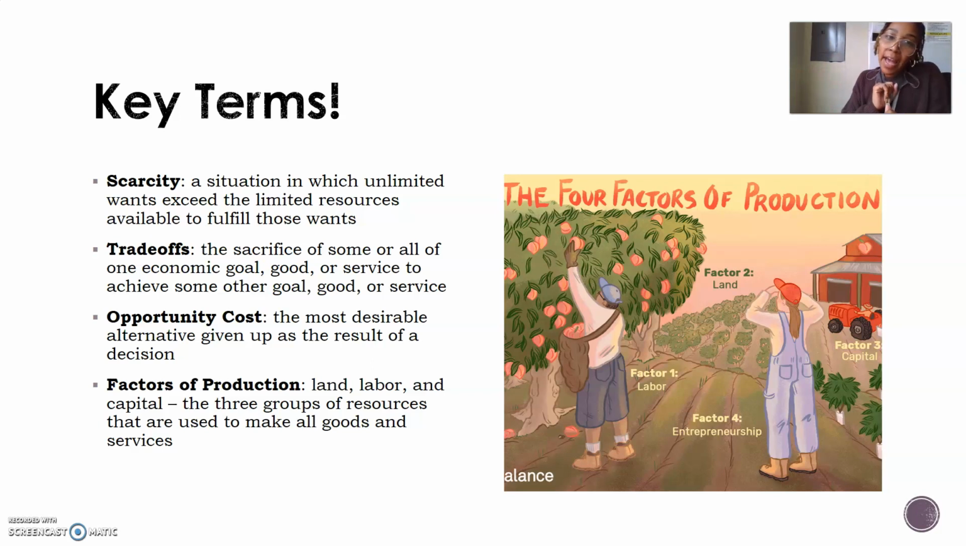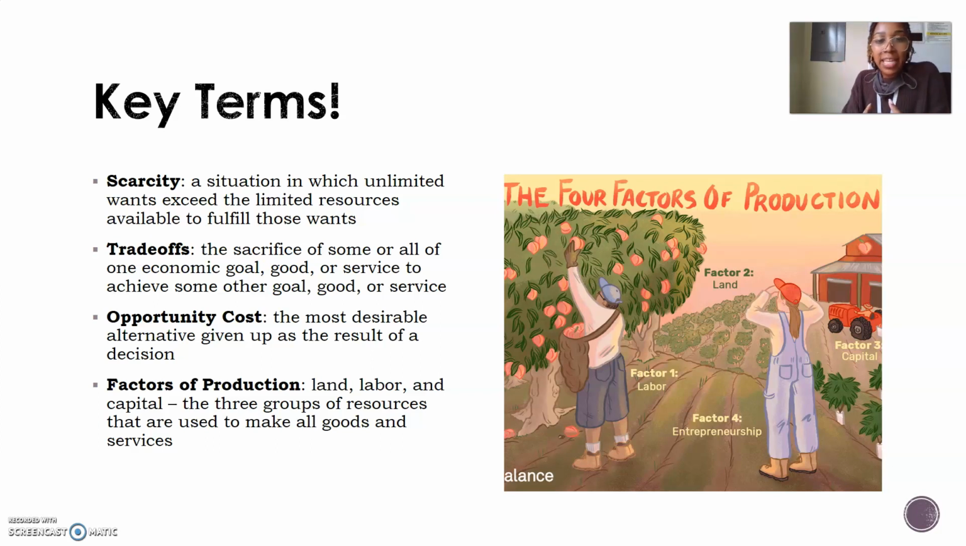Trade-offs are the sacrifice of some or all of one economic goal, good, or service to achieve some other goal, good, or service, right? So like, what are the trade-offs? And that kind of connects to what opportunity cost means, which is the most desirable alternative given up as the result of a decision. And I promise I'm gonna go in depth with these in a bit.